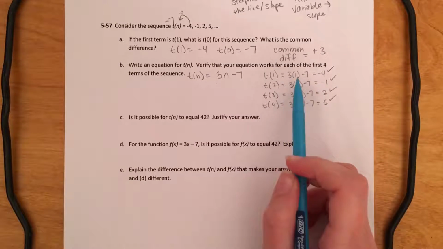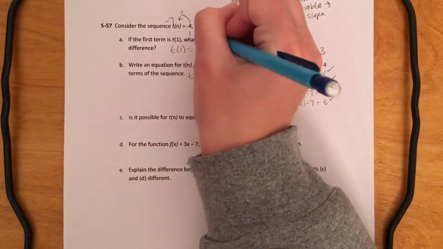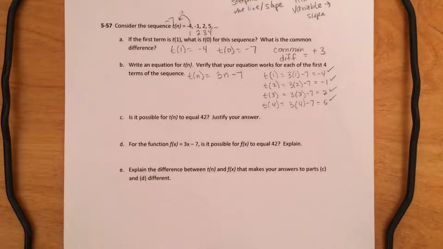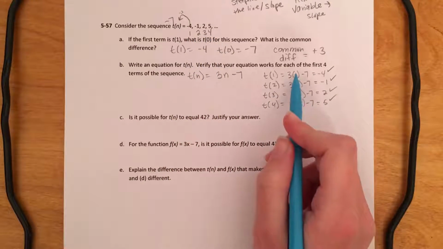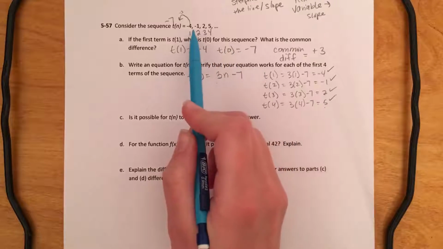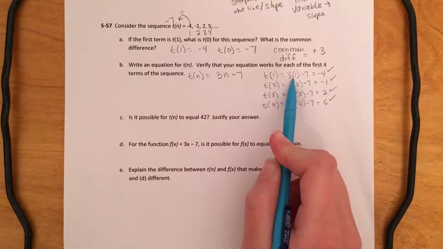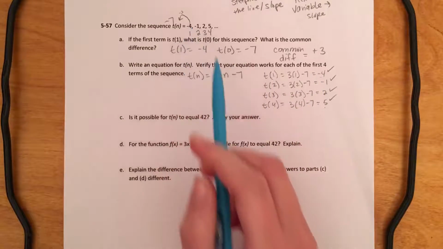So we're just plugging in the order that the number is in the list, right? This is the first, second, third, fourth number in the list. We're plugging those numbers I just wrote down in for our n in our equation. And did I get the value from my list of numbers? Yep, when I plugged in a 1, the first number, it gave me a negative 4, which is what I wanted it to show, okay?